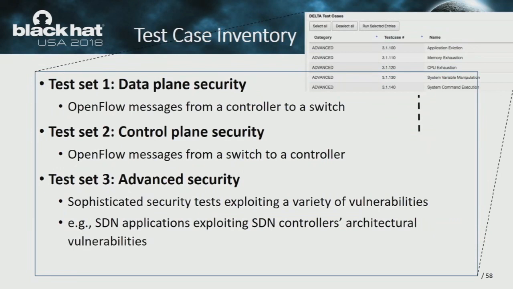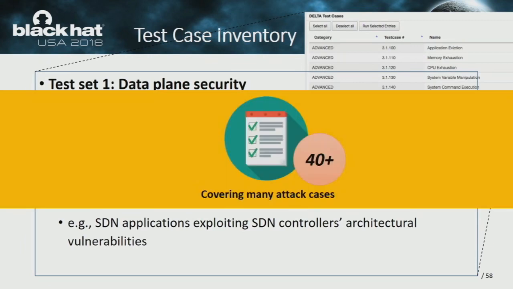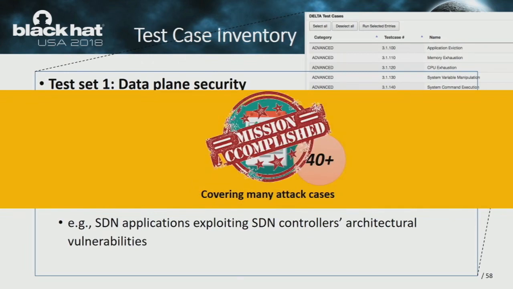And here we have three different types of test cases. Test sets 1 and 2 are kinds of OpenFlow conformance test cases, so that we can test each control message type against the controller or the switch according to their direction. And lastly, we have the advanced security test set, which is related to the SDN controller's architectural weak points, exploiting SDN applications. The number of cases that Delta currently provides is about 40. So Delta achieved the last design goal, that Delta should cover many scenarios.